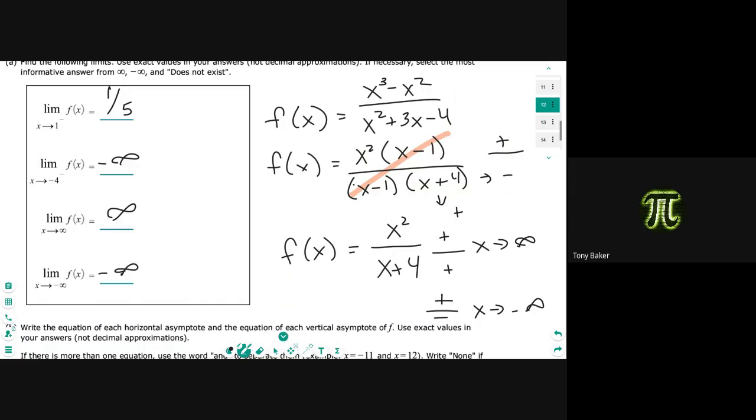And that's what I was saying. If we went the other direction, if we were coming from the right, that x is always going to be greater than -4, so therefore it would have been positive over positive. That gives me a positive.